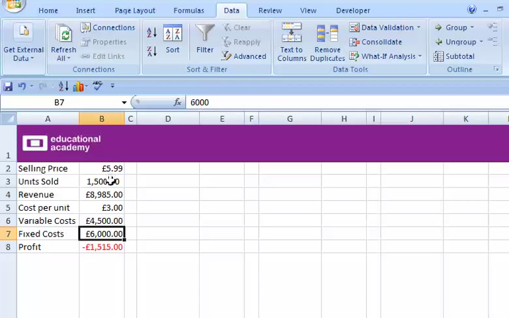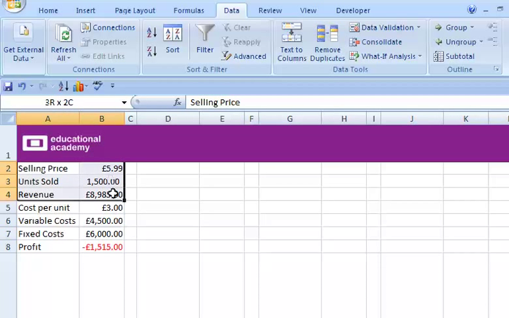And we know that we have fixed costs of £6,000. On those prices and that number of units sold and those costs, we are not going to make a profit on this product. In actual fact, we're going to make a loss of £1,515. So what we need to do is find out where the break-even point is. And we can do that by increasing the selling price. We can do it by increasing the units sold. We can reduce the costs per unit, which in turn will reduce the variable costs. And the other alternative is to reduce our fixed costs.